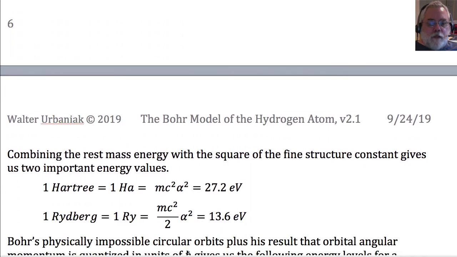If we combine the rest mass energy with the square of the fine structure constant, this gives us two important energy values. The first is called the Hartree, which is written as HA, and it is the rest mass of the electron times alpha squared, and it is 27.2 electron volts. The other value is called a Rydberg, written RY, and it is 1/2 of that, 13.6 electron volts.